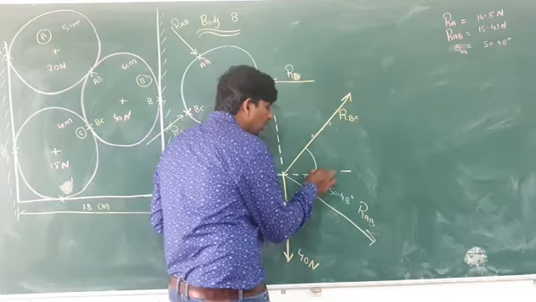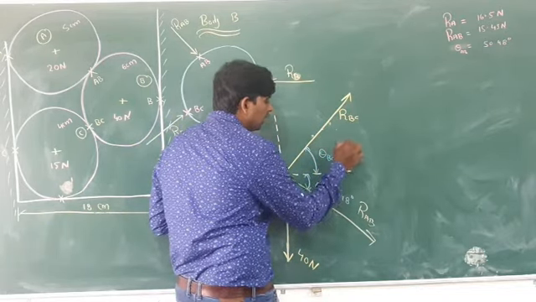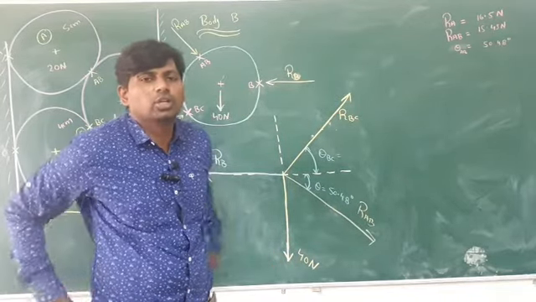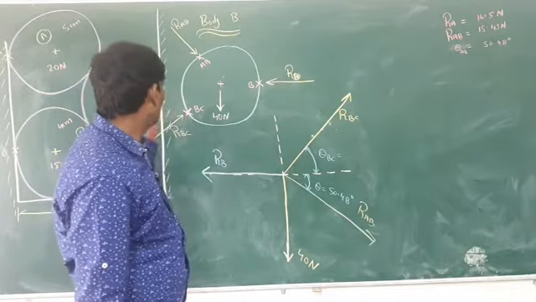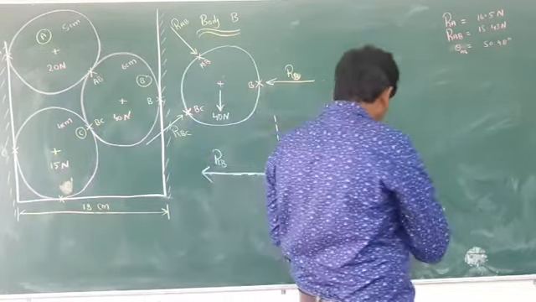This angle is named as RBC. So first try to find out this angle. For that, what you have to do? You have to draw this again. So here again I am drawing this one.